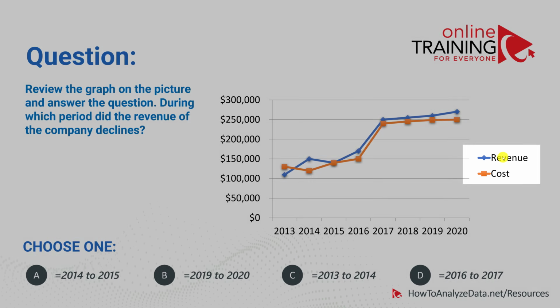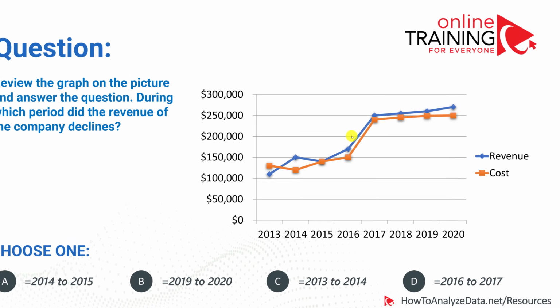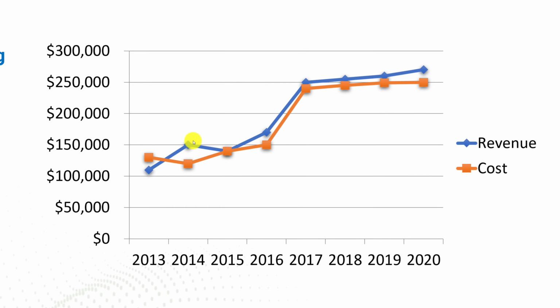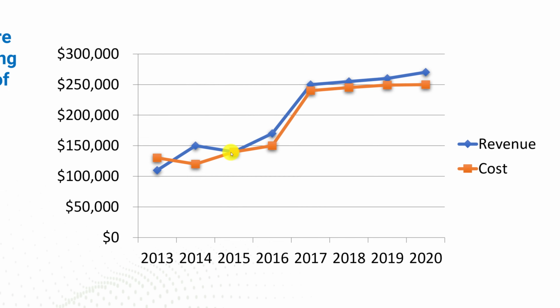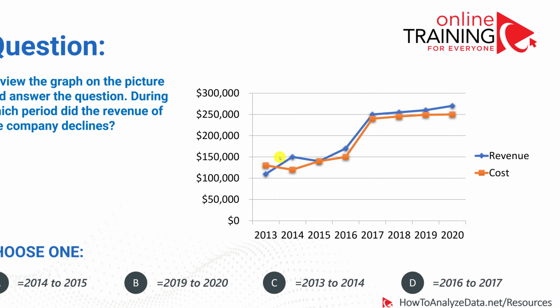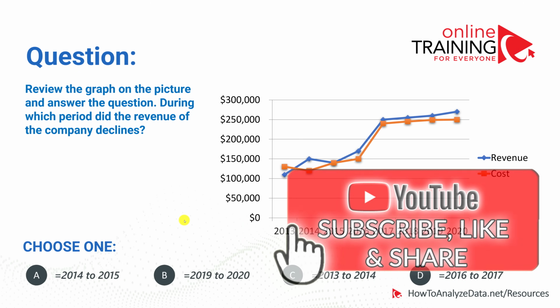To answer this question correctly, you need to differentiate between revenue and the cost. Because revenue is represented by blue line, you have to follow the blue line to answer the question in which period revenue declines. If you follow the line, you see that for all the years, with the exception of period of 2014 to 2015, right here, the line goes up. And only for the period 2014 to 2015, revenue declines. So that is the correct choice, and that is the correct answer.